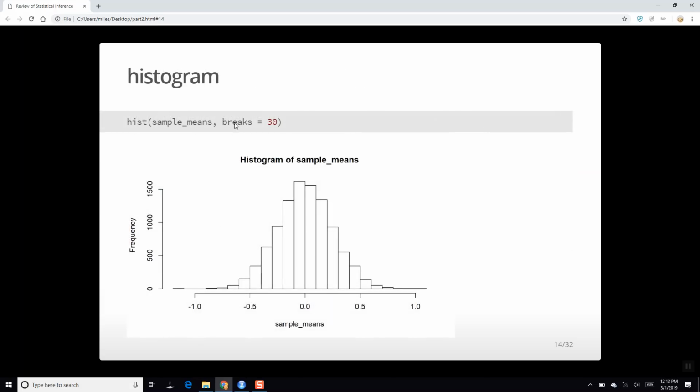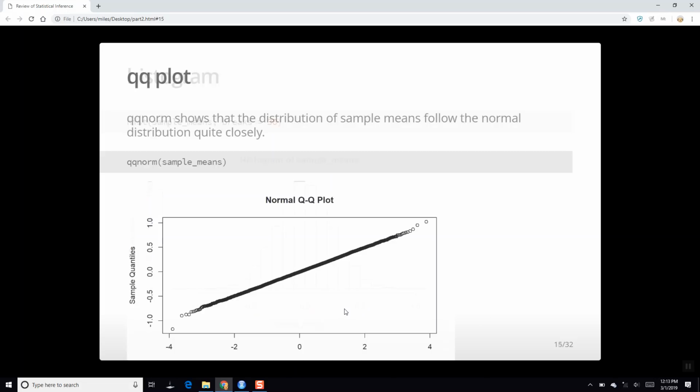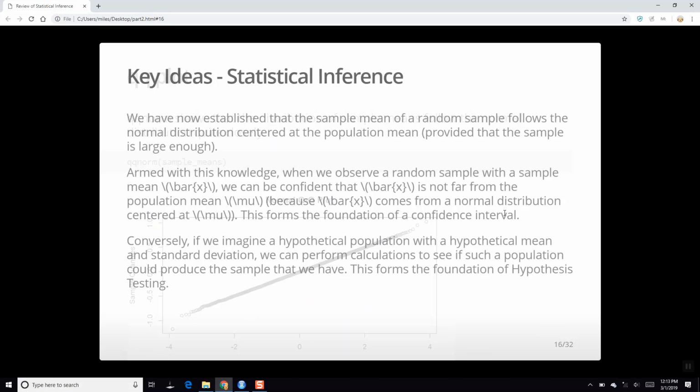Here's the histogram of our sample means. This looks normal, okay, and we can see that the spread is a lot smaller than the original thing. If we look at the QQ norm, it's a straight line indicating that it too is normal. So anyway, I don't know why any of these things didn't render.